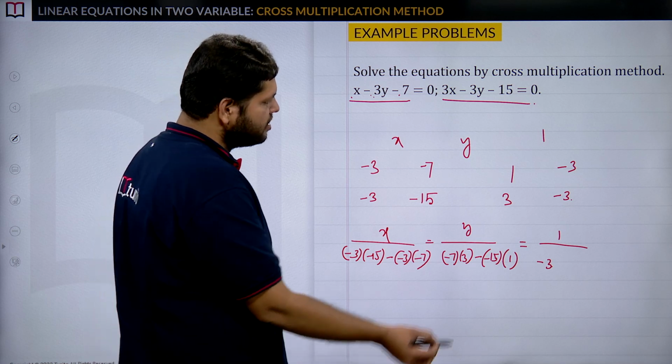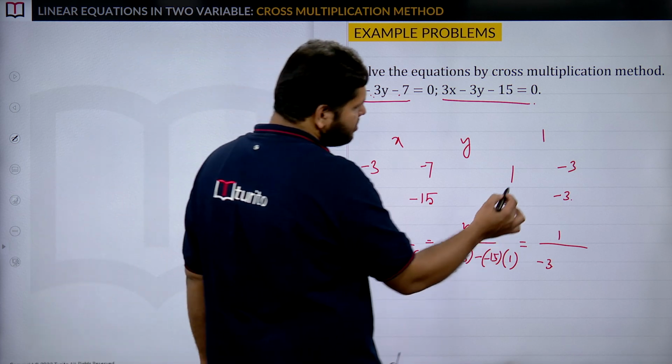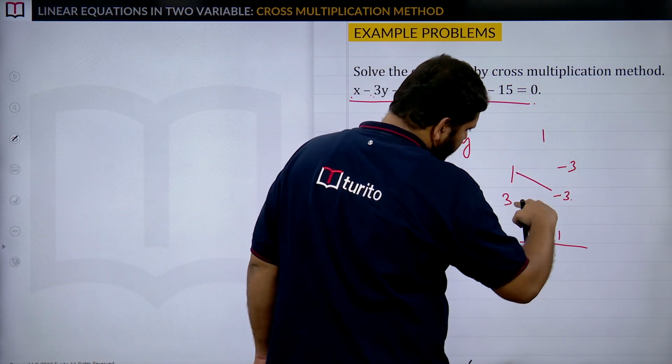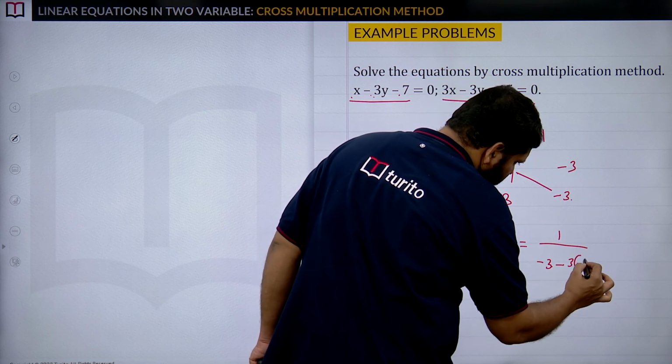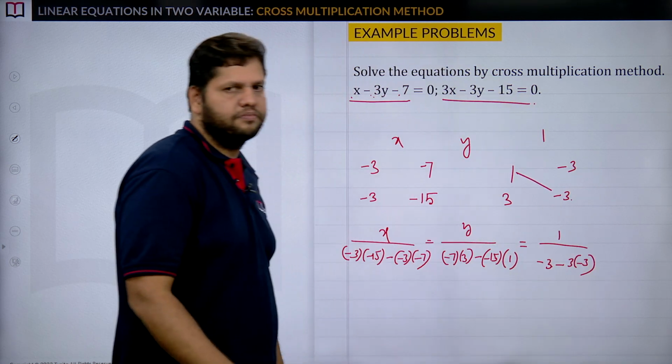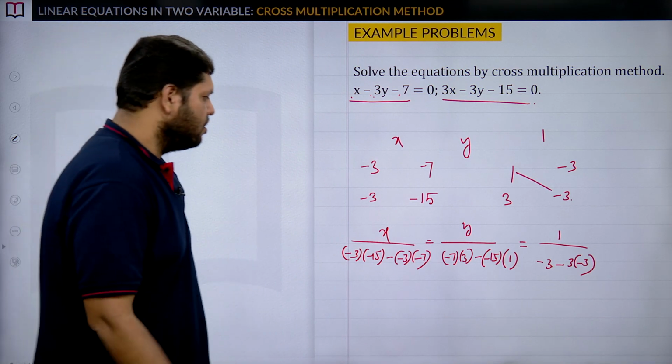Okay, children. So it is AD minus BC. So AD is nothing but 1 into minus 3, and this is minus 3 into minus 3. Clear, children? Okay.